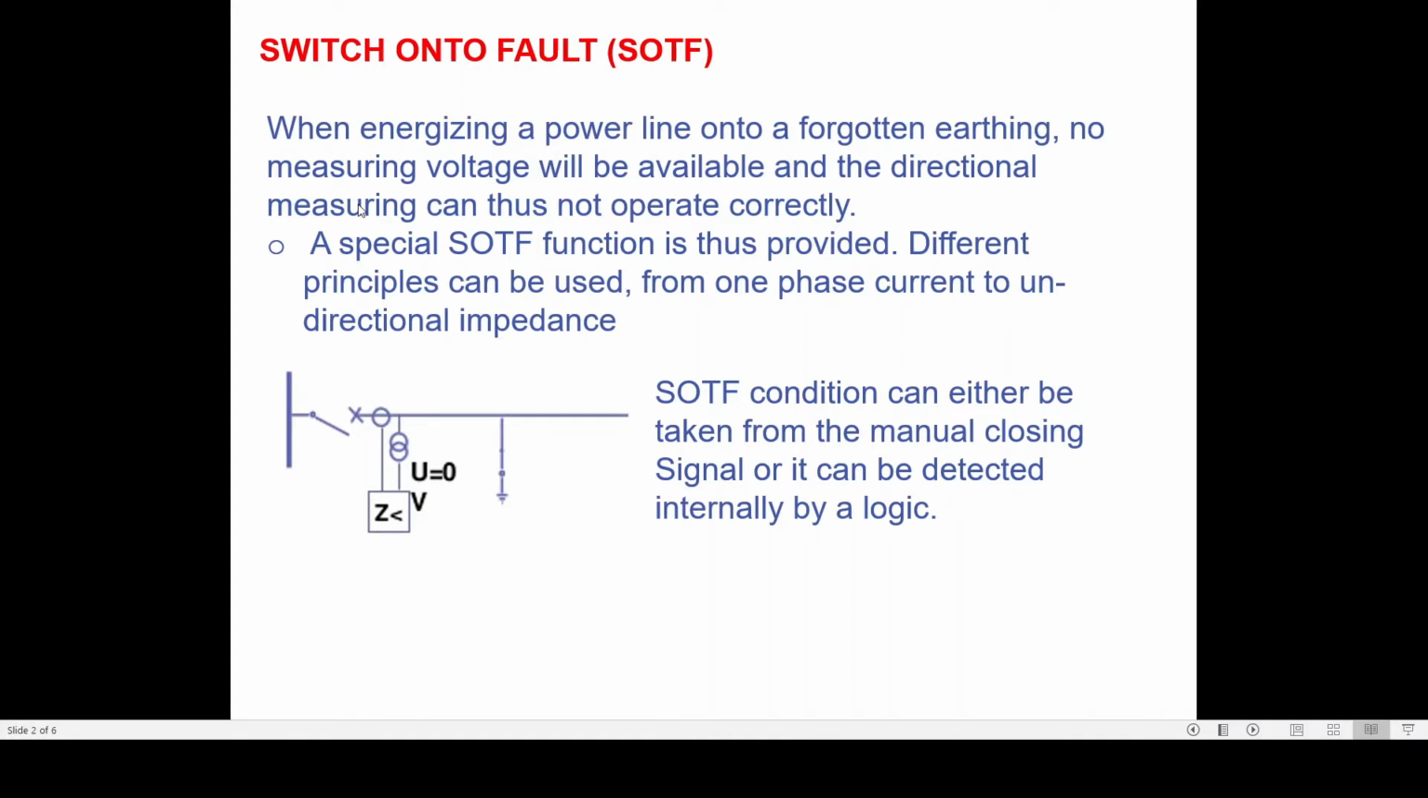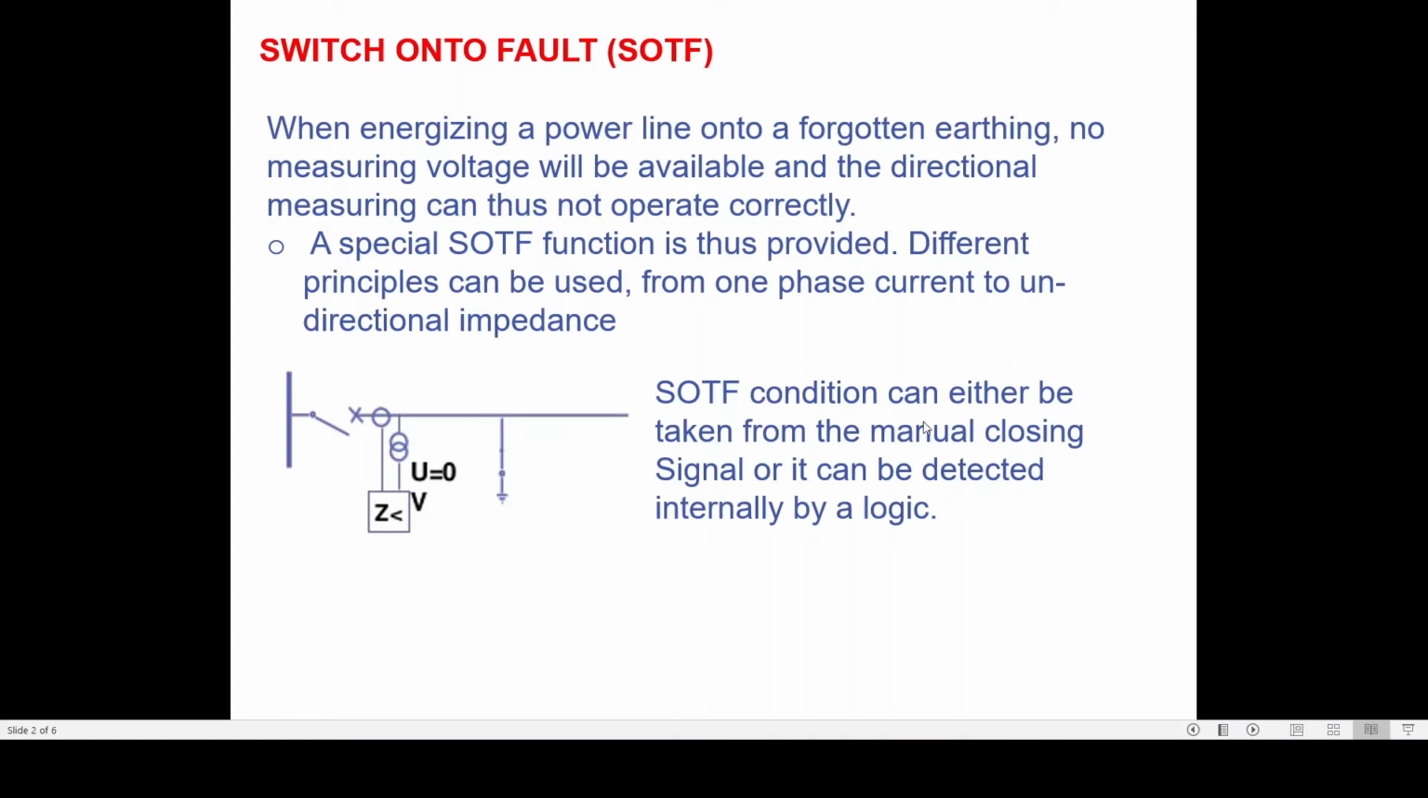So now the same thing is written over here. When energizing a power line onto a forgotten earthing, no measuring voltage will be available and the directional measuring can thus not operate correctly. A special SOTF function is provided. Different principles can be used, from one phase current to unidirectional impedance, and nowadays even Z1B, or Zone 1B impedance, is also used.